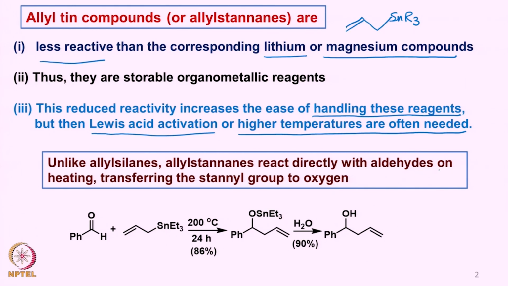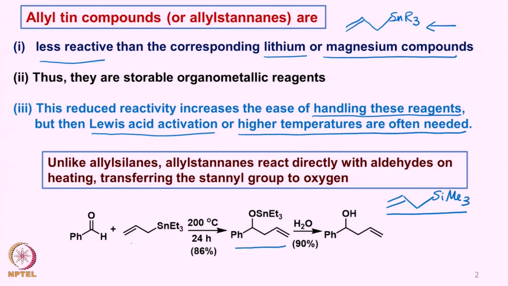For example, which we will be taking up a little later, if you have an allyl silane, for example here of this type, they require Lewis acid. So in comparison to that, Allyltin compounds of this type do not necessarily require Lewis acid, but they can also be allowed to react with aldehydes at high temperature to form this type of intermediate.